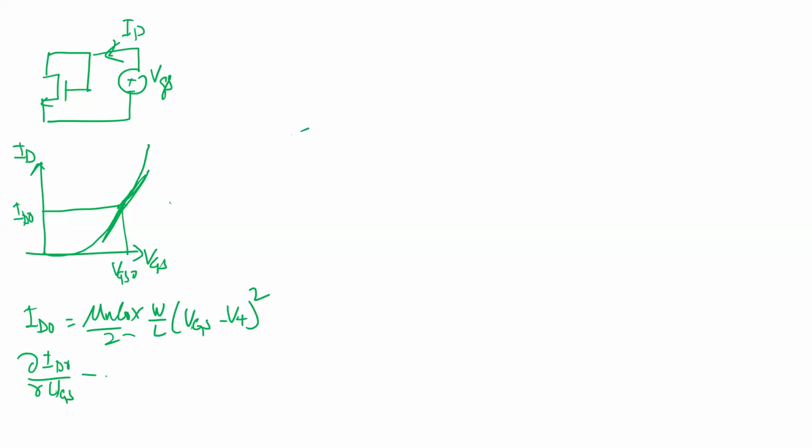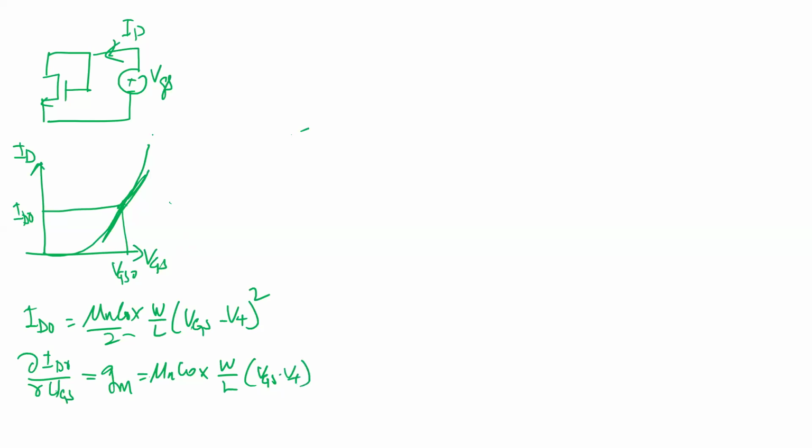So if I do it, this is the term which is called GM, and this becomes 2 times mu n Cox, and the 2 cancels. So this one becomes mu n Cox W over L. So yeah, 2 times this and the 2 will cancel. So I can just write mu n Cox W over L (VGS minus VT), right?